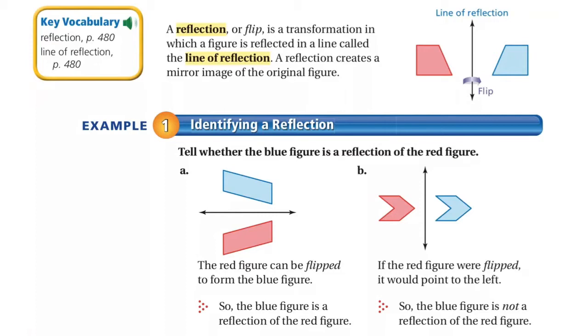Example 1, identifying a reflection. Tell whether the blue figure is a reflection of the red figure. So for A, the red figure can be flipped to form the blue figure. So yes, it is a reflection. Example B, no, that is not a reflection. That's more of just a slide, so not a reflection.